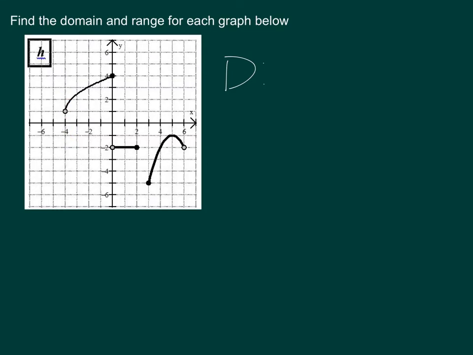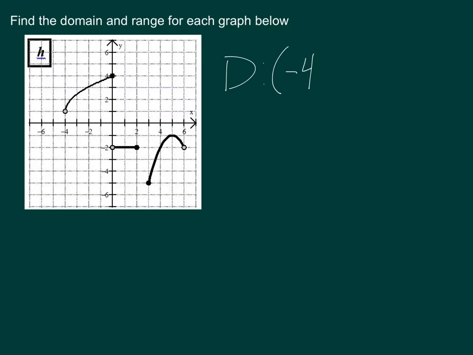So here's how I'm going to do this. I'm going to write -4, and I mentioned earlier, if there was an open dot, we will have to use a parenthesis here instead of a square bracket. Now something interesting happens with this domain. The domain doesn't care about vertical jumps like this. We just need to know, is there an x value here when x equals 0? So as you're traveling along from -4 to 0, everything looks good.